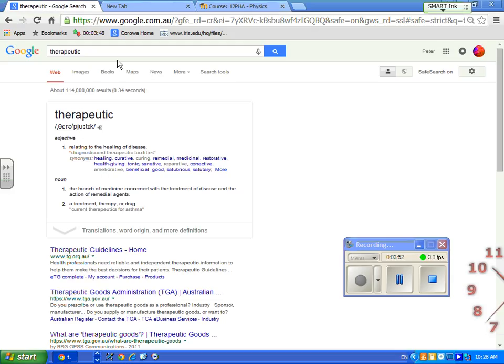So when we're talking about techniques such as ultrasound or nuclear medicine, you can use them either diagnostically to determine what the disease is, or therapeutically to try and work out how to treat it. So it's the treatment of disease or injury, essentially.